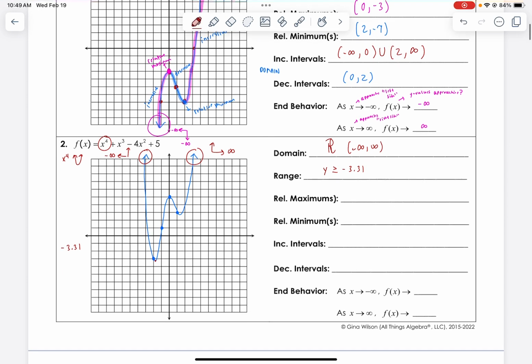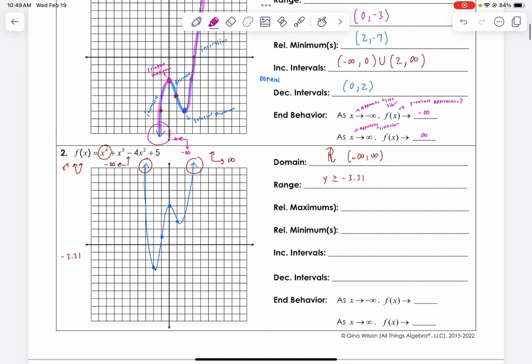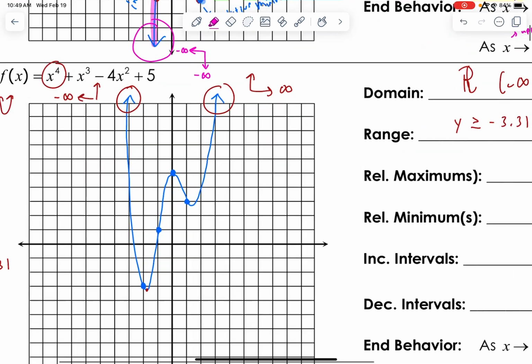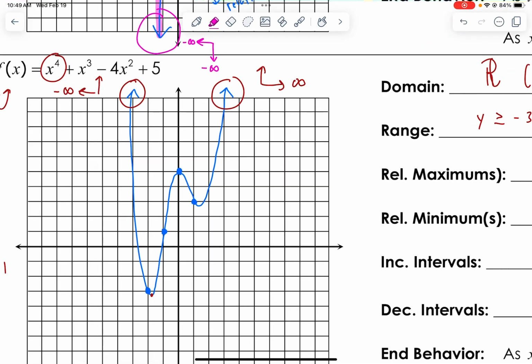Okay. All right, let's talk about relative maximum and minimum. And once again, if you look at the graph, reading it from left to right, we're decreasing, decreasing, decreasing up until this point in the bottom. So here we're decreasing. Then we start to increase, increase, increase in between.